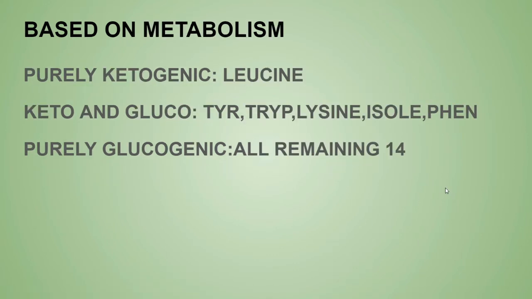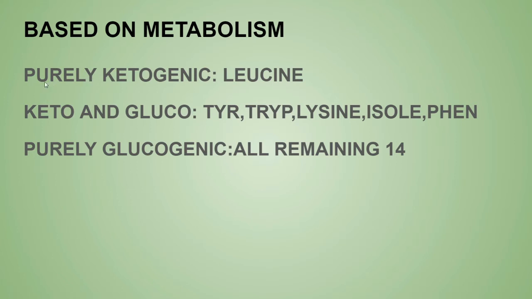Now next is based on metabolism. Now all these three: purely ketogenic, ketogenic and glucogenic, and purely glucogenic. In this, it means that when this amino acid goes into our metabolic pathway, it would be converted purely into ketogenic, or into both ketogenic and glucogenic, or purely glucogenic. So these are further divided into three parts.